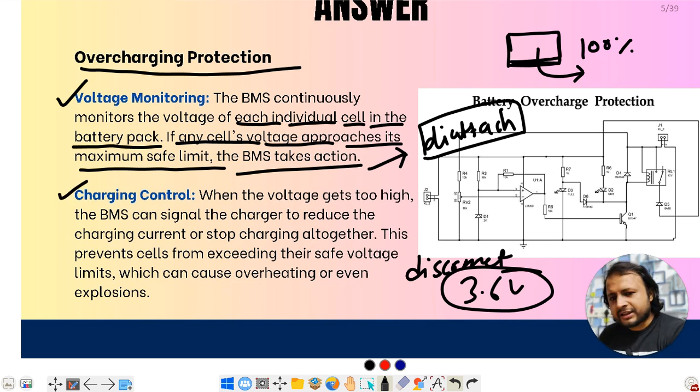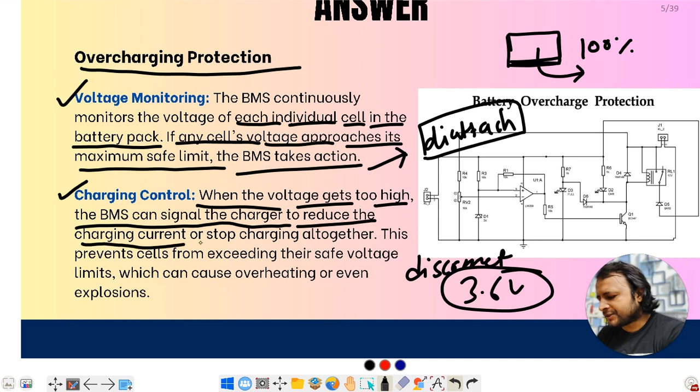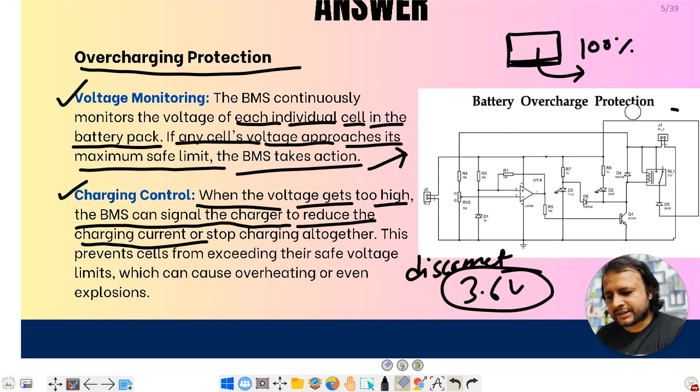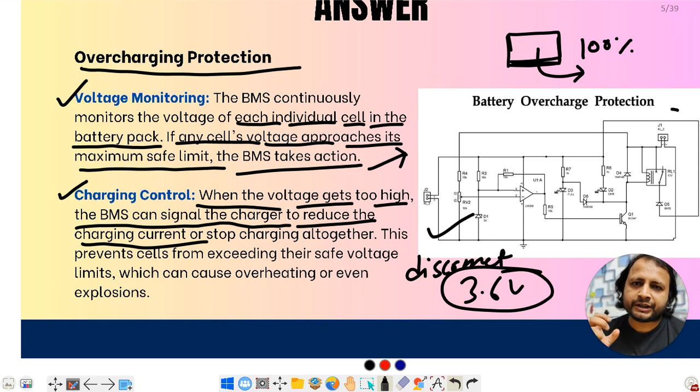The second one is charging control. Everything is done because of the charging control. When the voltage gets too high, the BMS can signal the charger to reduce the charging current. This is the battery overcharge protection circuit. If you are from an electrical background, you can read it properly, but in today's agenda I am not covering how this circuit works. If I get a good response to this video, I will definitely go deeper and make another video for that.